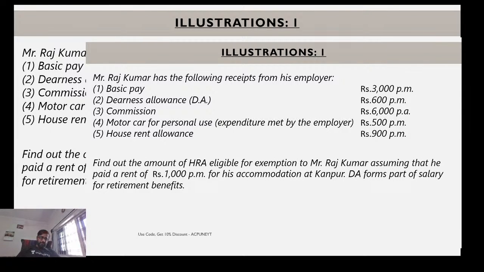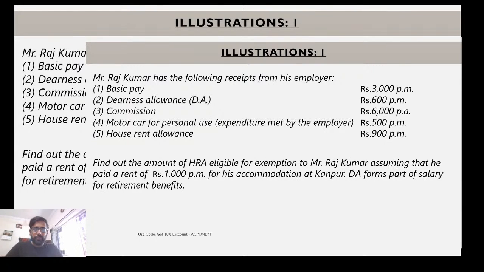Okay, Rajkumar has the following receipt from his employer. Basic pay is given 3000 per month. DA is given 600. Commission is given 6000 per annum. Motor car for personal use, expenditure made by employer, we have to ignore this. House rent allowance is given 900. Find out the amount of HRA eligible for exemption to Mr. Rajkumar, assuming that he paid rent of rupees 1000 per month for his accommodation at Kanpur. Kanpur is not located in Delhi, Mumbai, Kolkata, or Chennai.